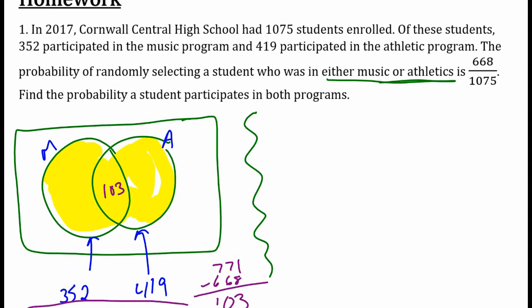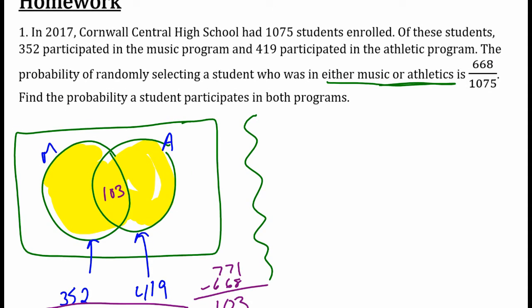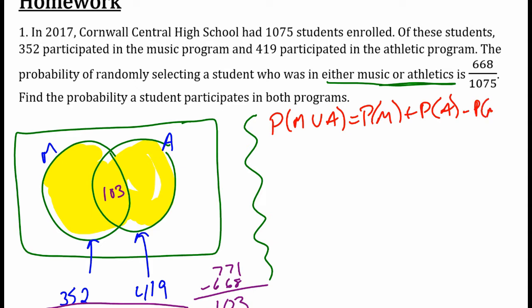Now you could use the OR formula, which is kind of what we did here without really using the formula. We saw in class that the probability of music or athletics, the union, is the P of M plus the P of A. So add those two circles together, but subtract the middleman because you counted it twice. So subtract the intersection.